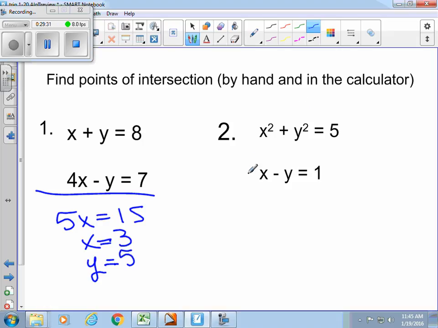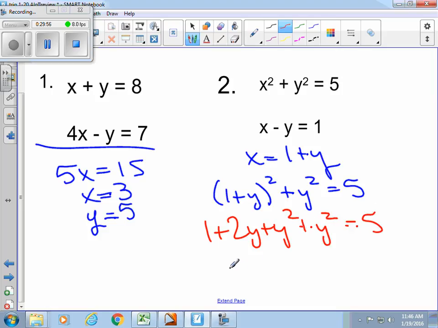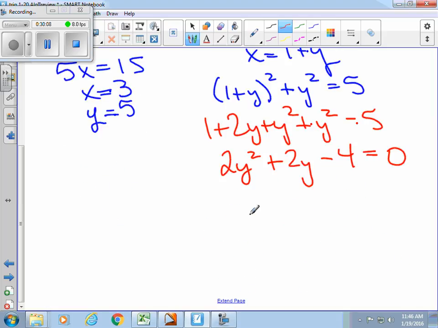Can I do elimination on this one? No, I will have to do substitution. So I get x equals 1 plus y. So 1 plus y squared plus y squared equals 5. How in the world would I solve something like that? Square. 1 plus 2y plus y squared plus y squared equals 5. So I get 2y squared plus 2y minus 4 equals 0. 2 divides out of everything.